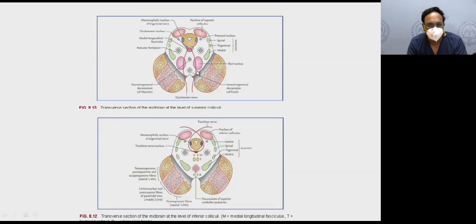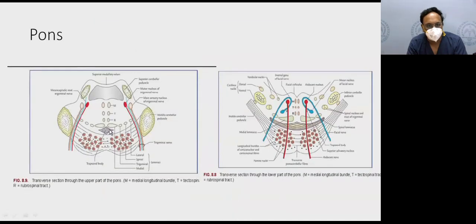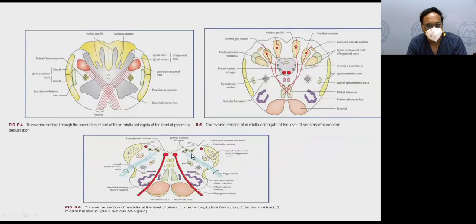So this is the midbrain at the level of the superior colliculus. You can see the third nerve, whereas at the level of the inferior colliculus, you can see the trochlear nerve. At the level of the pons, in the upper pons you can see the fifth nerve, the trigeminal nerve, and in the lower pons you can see the sixth nerve, and this blue one is the seventh nerve. And this is the medulla cross section where you can see the 12th nerve on the medial side, and on the lateral side you can see the vagus nerve.